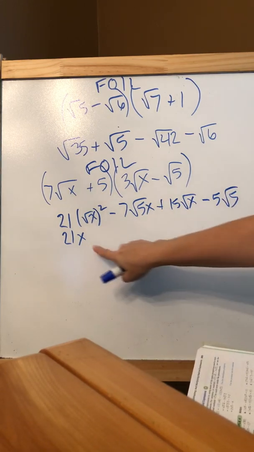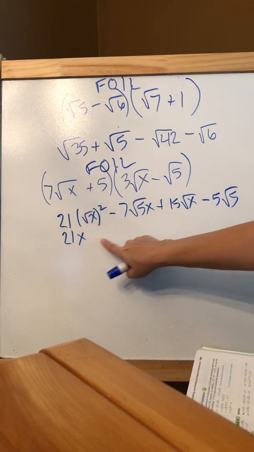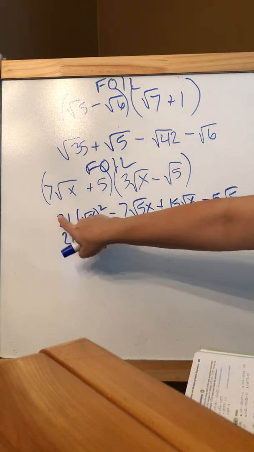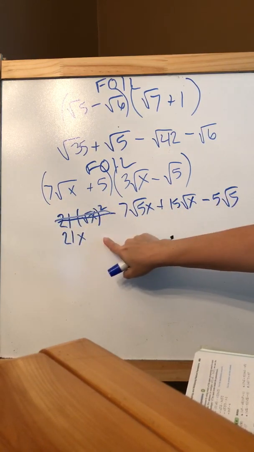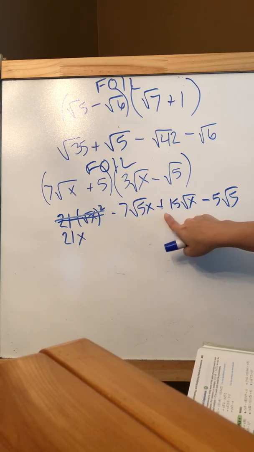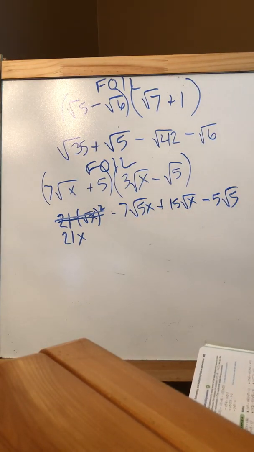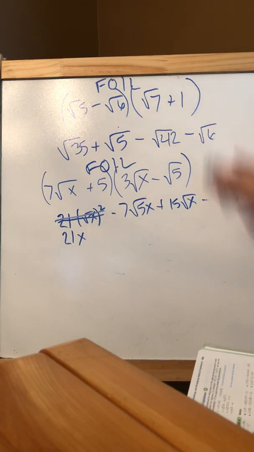Other than simplifying this one right here, nothing else can be simplified or combined. So you end up with 21x minus 7 times the square root of 5x plus 15 times the square root of x minus 5 times the square root of 5. All right, let's go on to D.